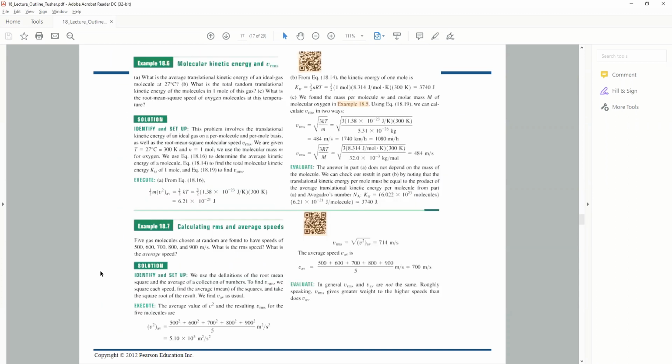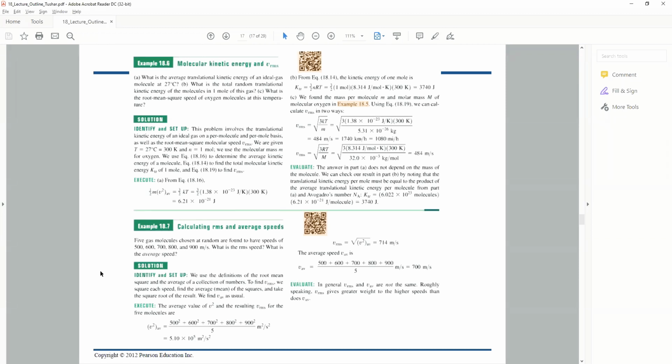So for the example: what is the average translational kinetic energy of an ideal gas molecule at 27 degrees Celsius? What is the total random translational kinetic energy of the molecules in 1 mole of this gas? And lastly, what is the root mean square speed of oxygen molecules at this temperature? So there are new words here: translational kinetic energy, and the root mean square or RMS speed of oxygen. Recall the formulas that we will use.